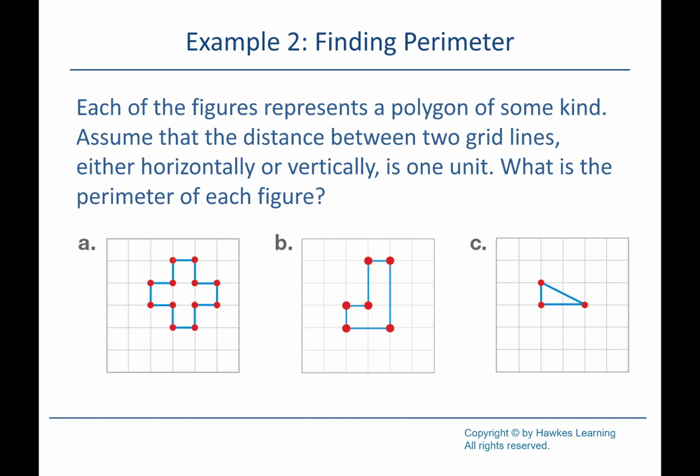Let's say I'm gonna start at the top. There's 1, 2, 3, 4, 5, 6, 7, 8, 9, 10, 11, 12. Okay. So my perimeter there is 12 units, whatever those units are.